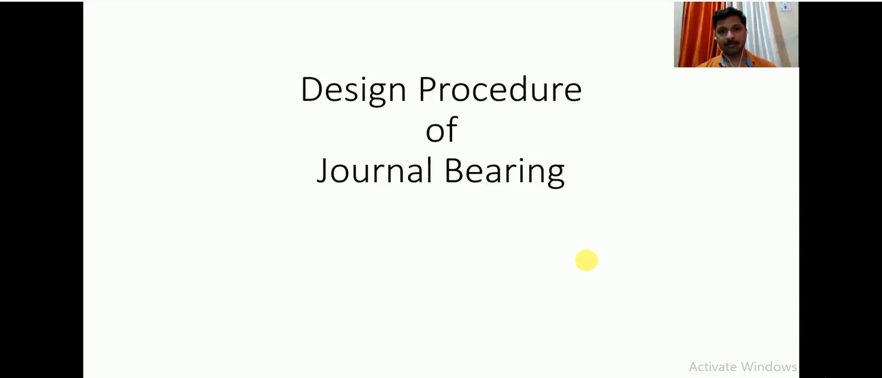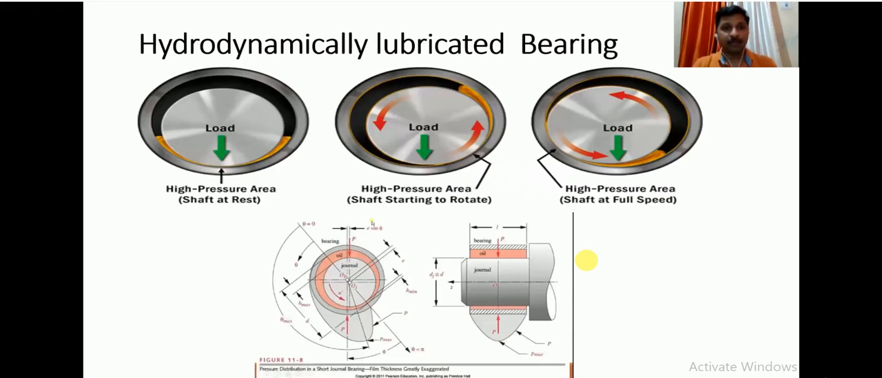Procedure of journal bearings. Before going for the design procedure, first we understand how the journal bearing works and how complete hydrodynamic lubrication is developed. If we consider the bearing and the shaft, this outer surface is the bearing, which you can see, and this central portion is known as the shaft.